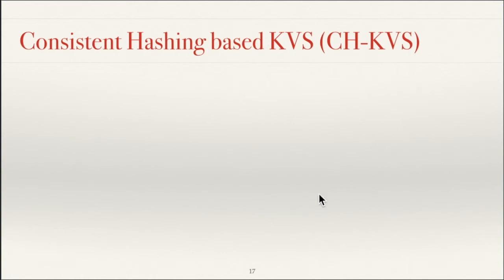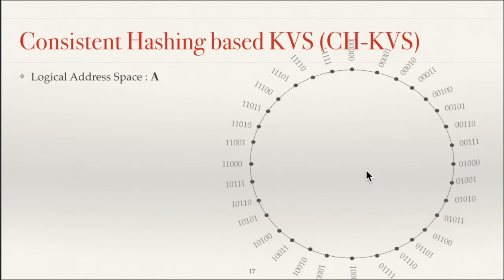So these CHKVS, as I would call them, have a logical address space A that they organize in a circle. Just imagine these addresses as bit strings of a certain length. For example, here I have shown A to be the set of all bit strings of length 5. Starting from 0, arrange them in a circle: 0, 1, 2, and so on, all the way till 32.